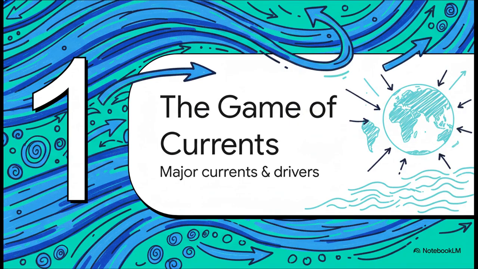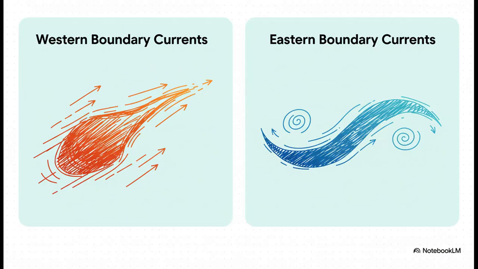Okay, let's kick things off with Section 1, the game of currents. We're talking about the massive rivers flowing within the ocean and what drives them. This is a core topic, so you'll want to pay close attention here. Now, this is an absolute favorite for comparison questions in the exam. On one side, you have western boundary currents like the Gulf Stream.